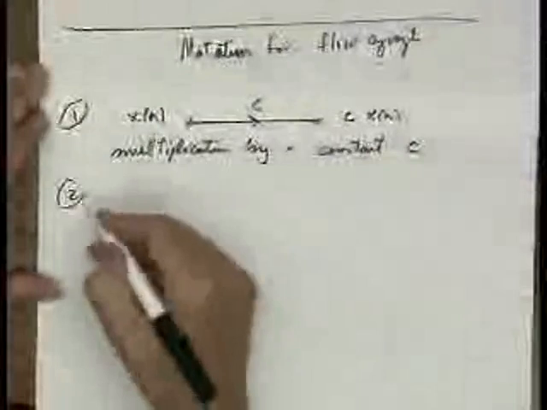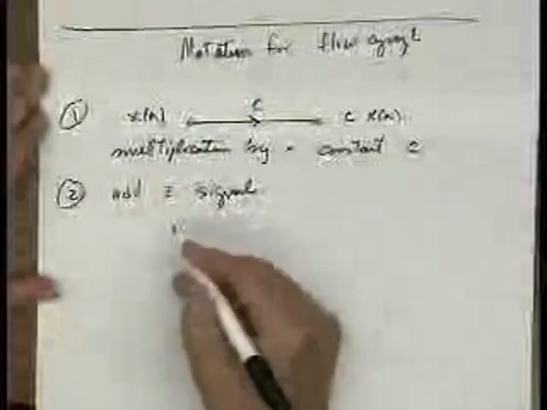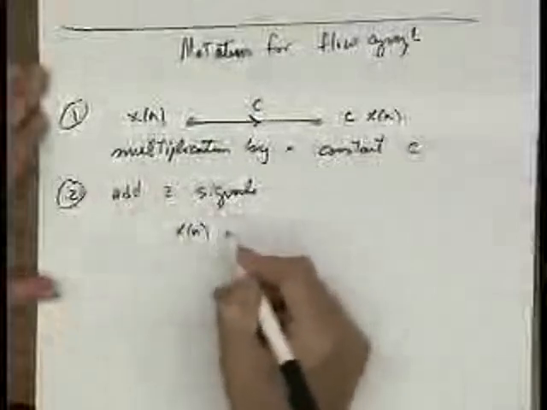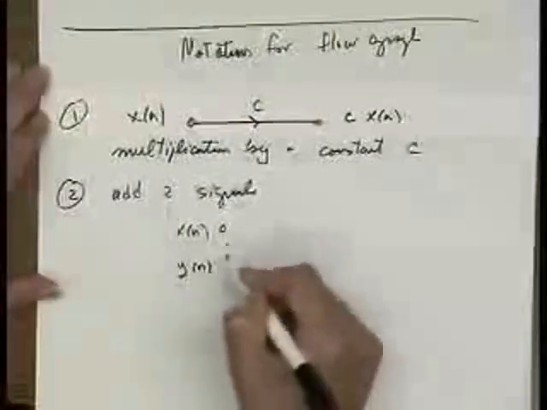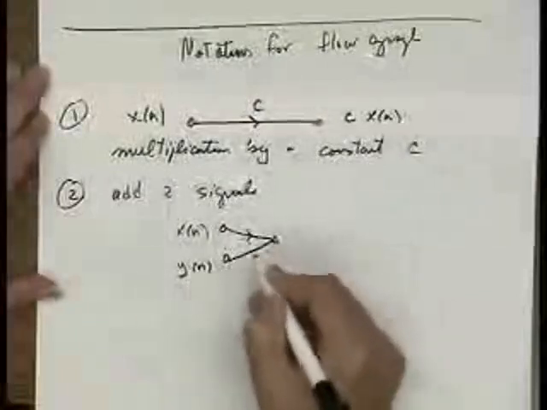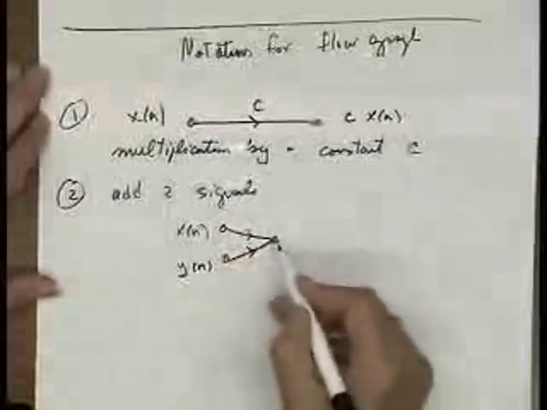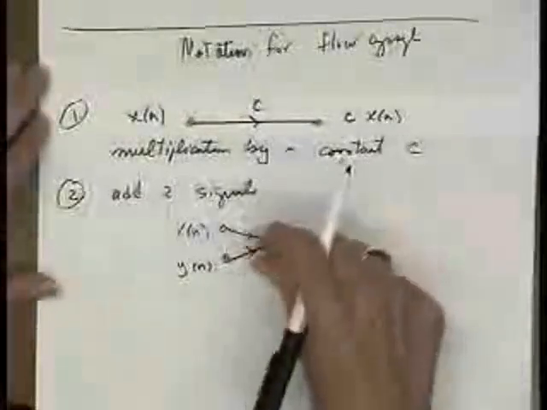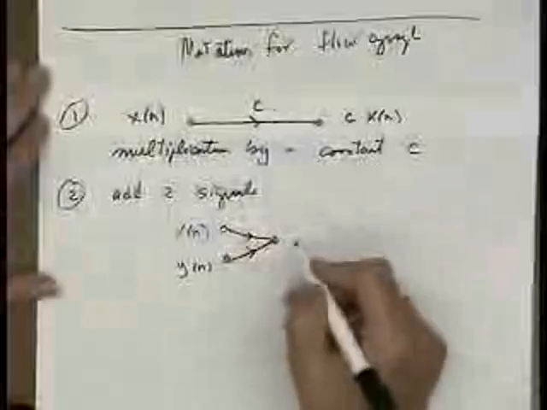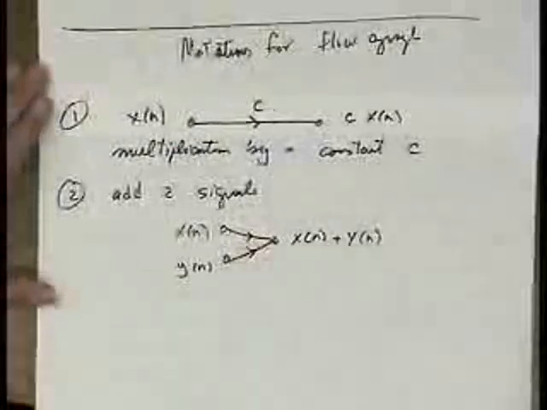Number 2, I want to be able to add 2 signals. And here's how I do it. I have x of n, I have y of n, and I bring them together, put a little circle here, and put 2 arrows. So the notation is if you have 2 arrows coming to a little circle, the signals that those 2 arrows carry get added, and the output at this circle is just the sum of those. So it's x of n plus y of n.